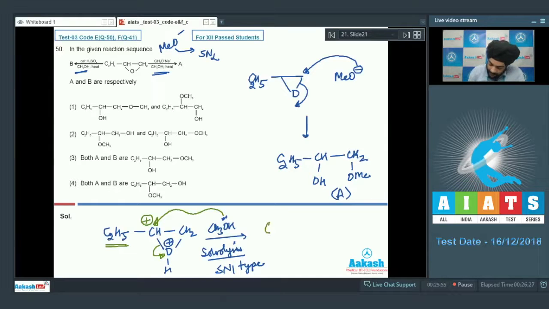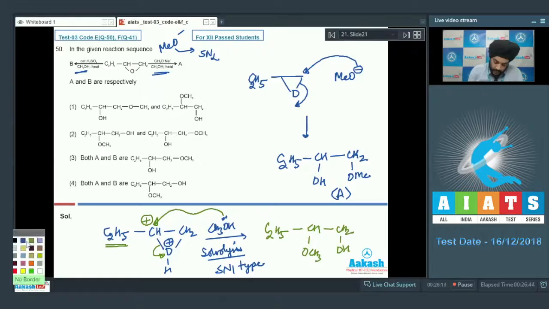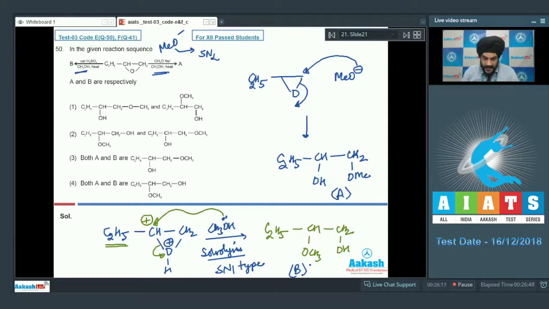So we are going to have the formation of C2H5, plus the ether will be formed at the branch carbon and the alcohol will be at the terminal position. So this is our product B. If we look at the options mentioned in the question, we can see that the correct answer is in option 1. So we have to mark option 1 as the correct answer to our question.